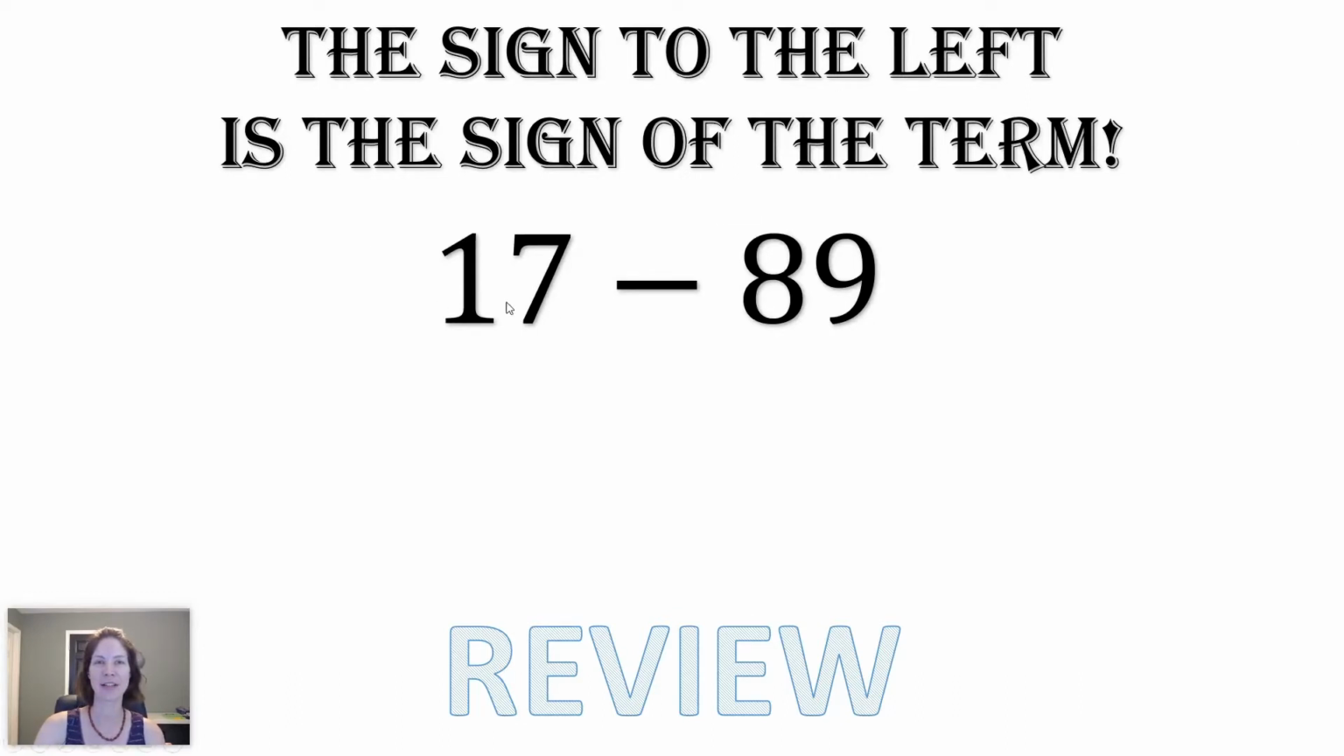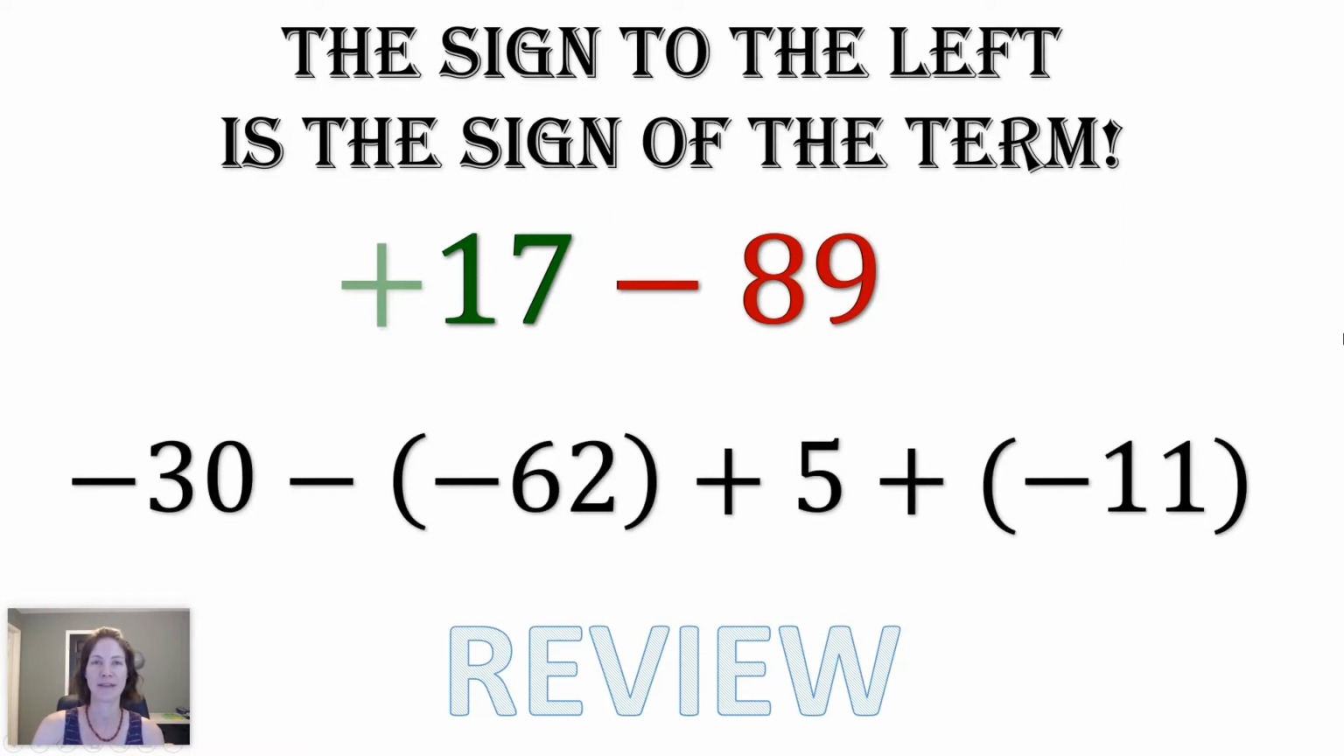So here to the left, the 17 doesn't have anything, so that's an invisible plus sign. So we have positive 17. And then to the left here, we have a minus 89. Minus means negative, so negative 89. Down here, we have a negative 30, sign to the left. Here we have the opposite of negative 62. So the opposite of any negative means it is a positive. In this case, positive 62.